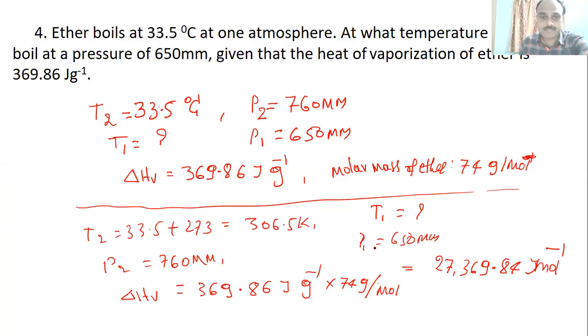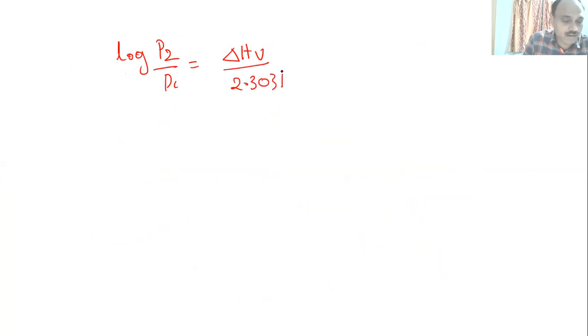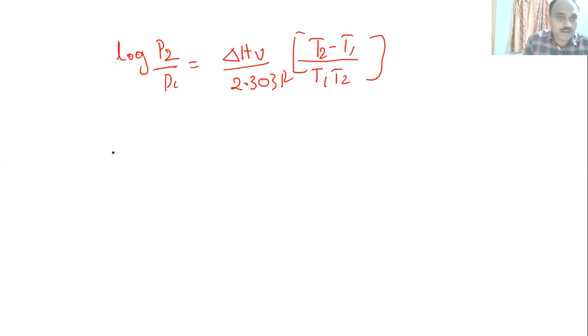Now, you can substitute these values in the Clausius-Clapeyron equation. Log P2 by P1 is equal to delta HV divided by 2.303 R, then T2 minus T1 divided by T1 into T2. Okay. Now, log of 760 mm divided by 650 mm. Then delta HV is how much?